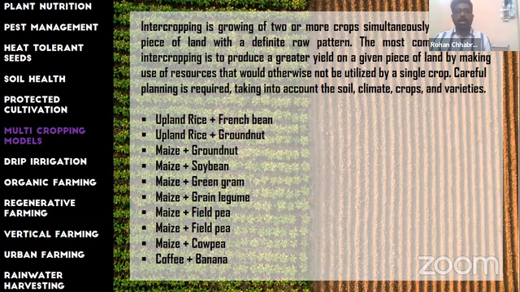Careful planning is required, taking into account the soil, climate, crops, and varieties: where you are growing, what kind of soil you have, what is the condition or the state of soil health, what all nutrients will be available to the plants. And these are a few examples of intercropping: upland rice plus French bean, upland rice plus groundnut, maize and groundnut, maize and soya bean, maize plus green gram, maize plus field pea, coffee plus banana.